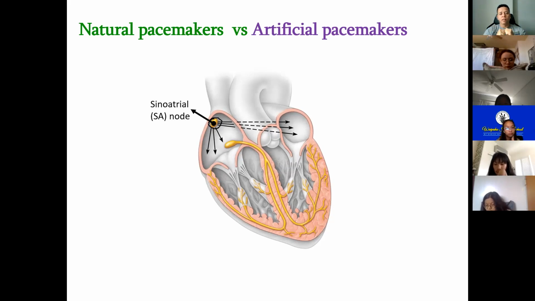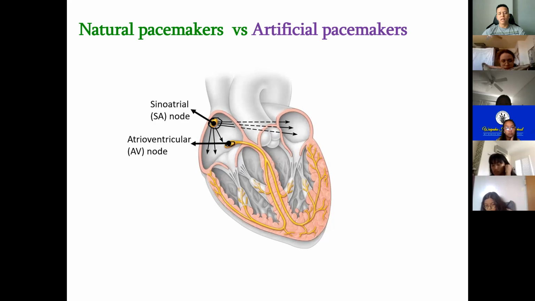Then those electrical impulses are going to spread from the SA node throughout the entire heart. But it happens in a very organized manner, from the superior aspect of the heart down to the inferior aspect of the heart. Okay? So from the SA node, the action potential is going to travel to the left atrium, and also travel down here in the right atrium to another node. This node is what we call the atrioventricular node, the AV node.